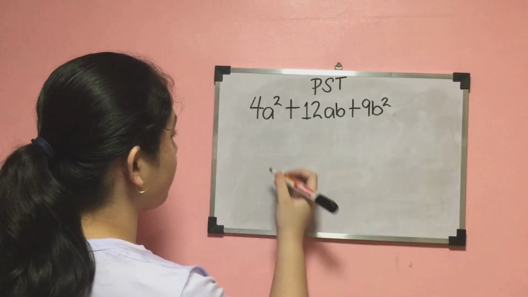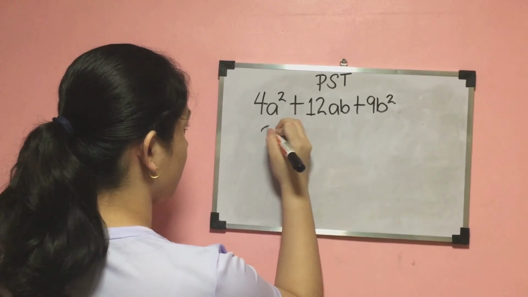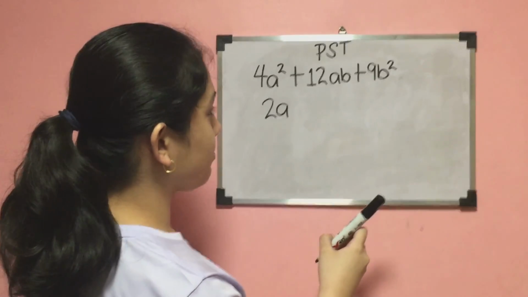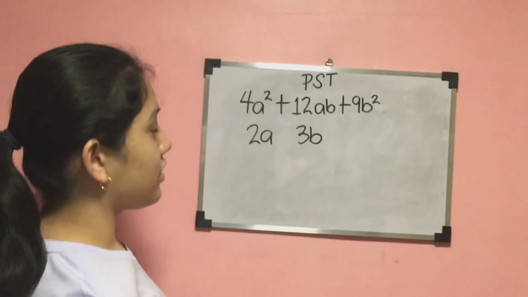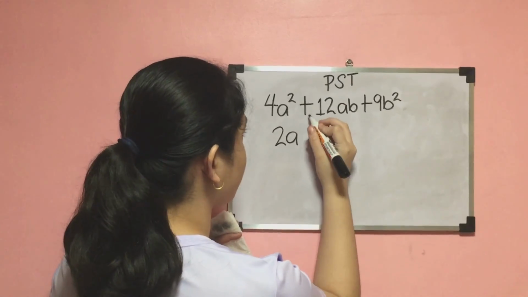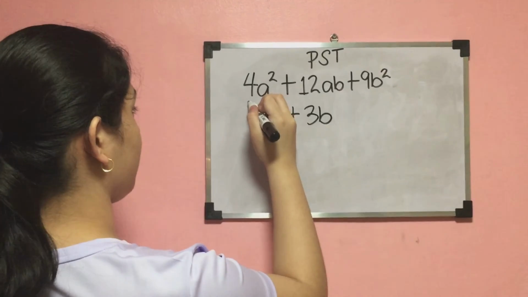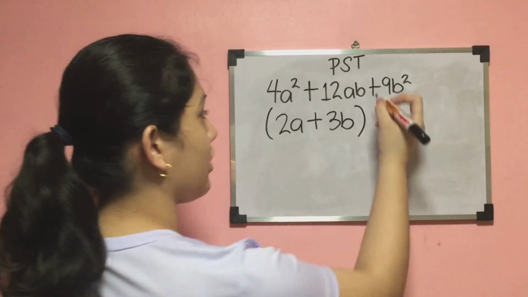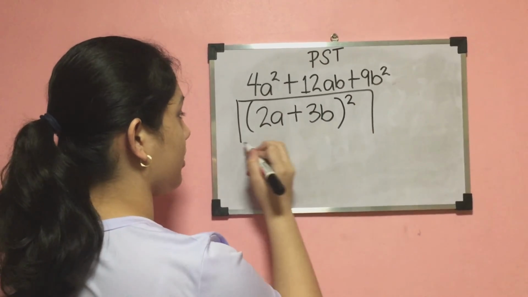get the square roots of the first and last term. So the square root of 4a squared is 2a. And the square root of the last term, 9b squared, is 3b. Then use the sign of the middle term in between these two. So, it is a positive sign, so plus. Then raise the binomial obtained to the second power. Then this will be your answer.